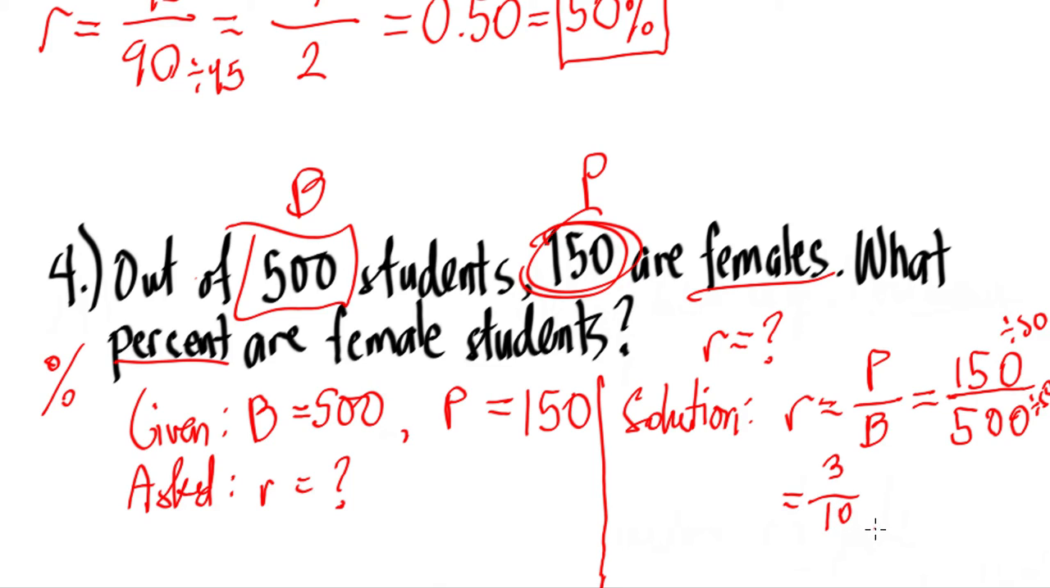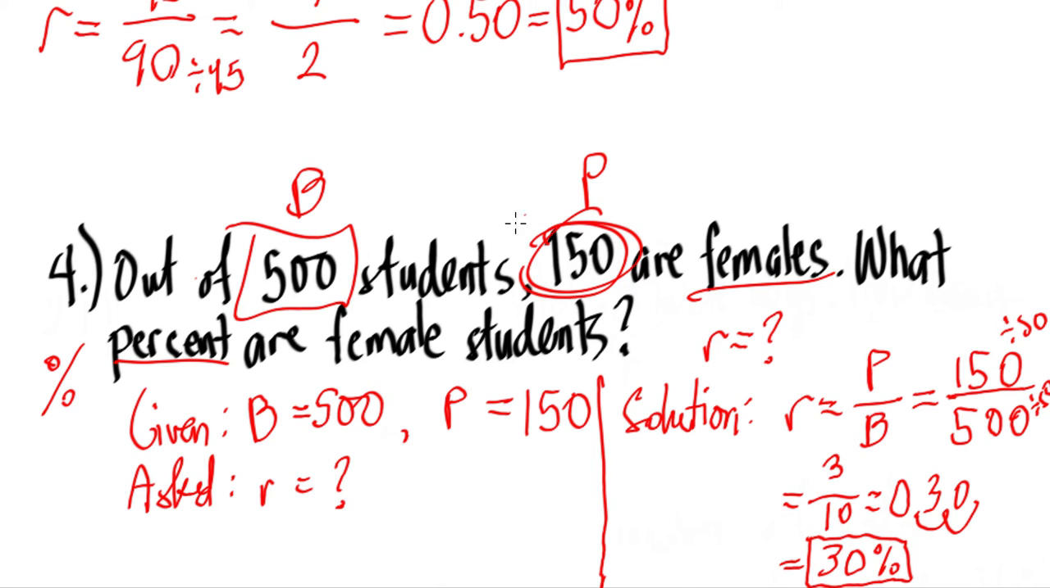So we have 3 over 10. Again, we want our answer in rates to always be in percent form. So 3 over 10, make that a decimal. That's 3 tenths, so that's 0.3. And then convert this into percent. Again, we need to move the decimal point twice to the right, 1, 2, so we have a 0 here. So the answer here is 30%.